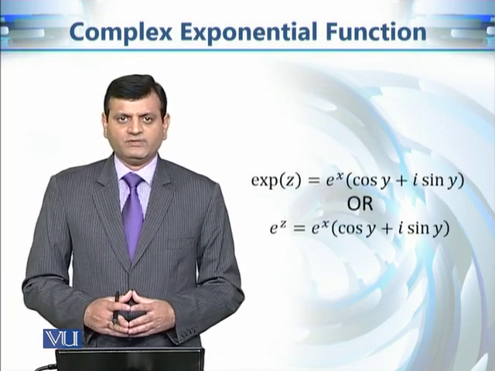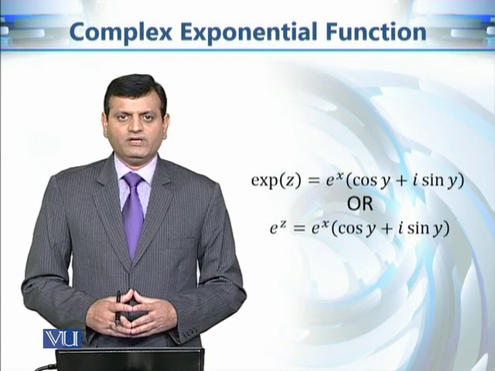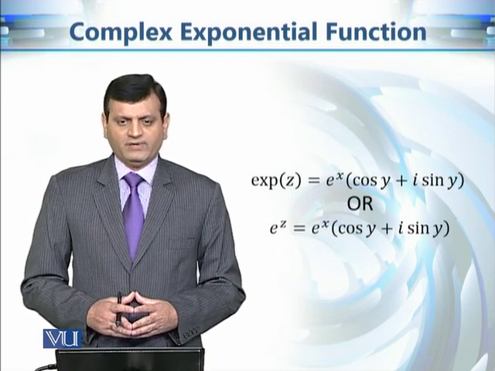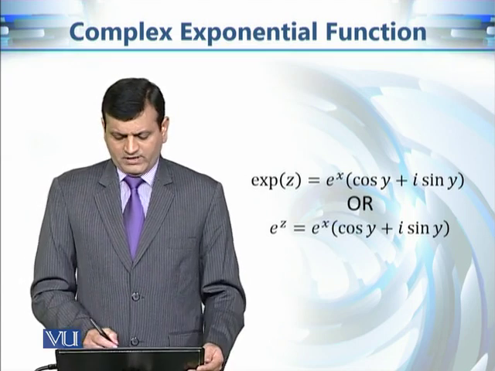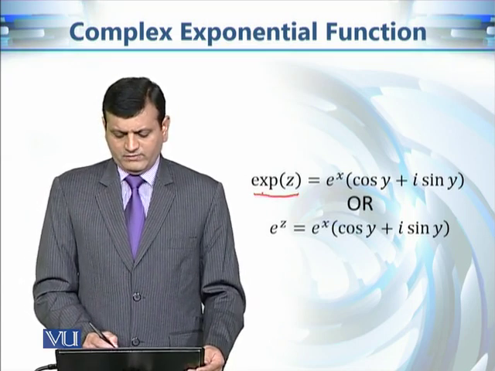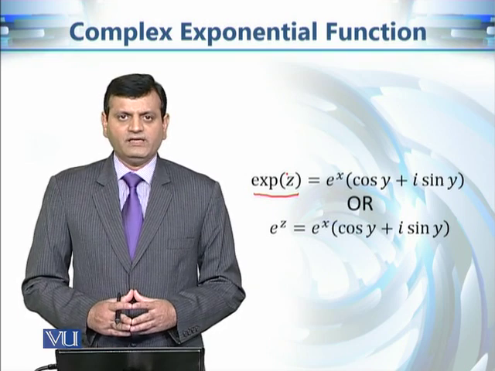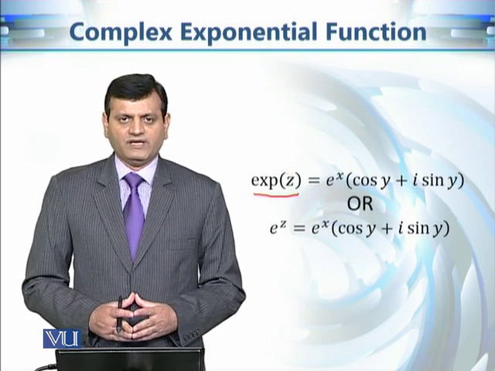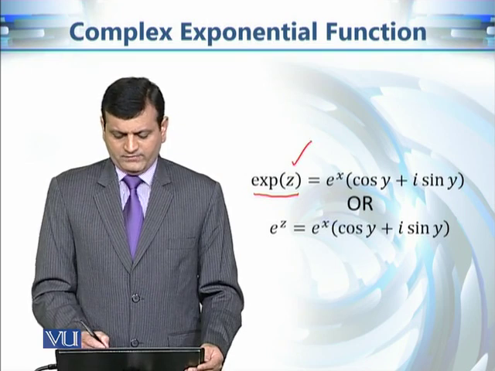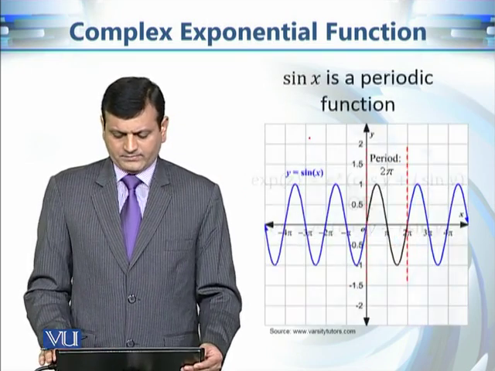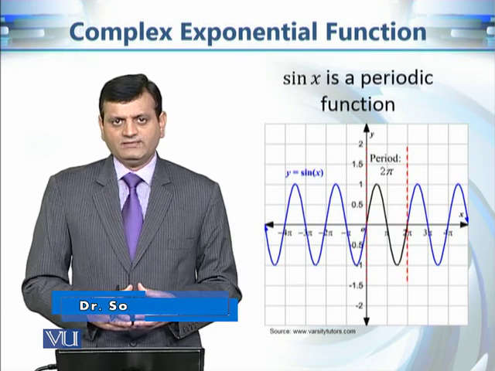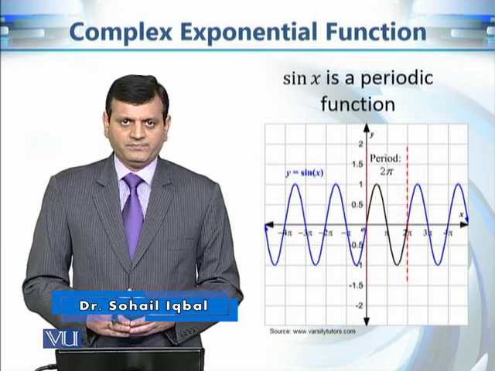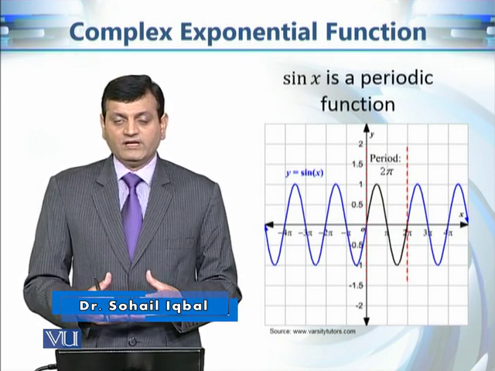If z is equal to x plus iota y, this is going to be equal to e raised to power x multiplied by cosine y plus iota sine y, or sometimes preferably we denote it by exp in parenthesis z. Okay, so that's our preferred notation. Now in this definition we can see cosine y and sine y, where y is basically a real number.